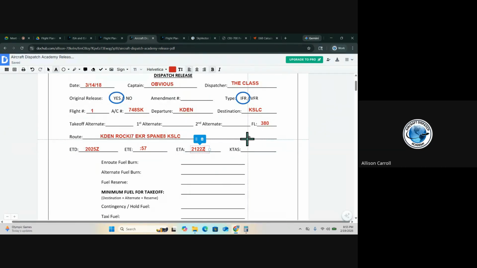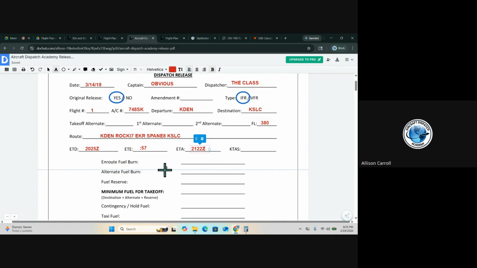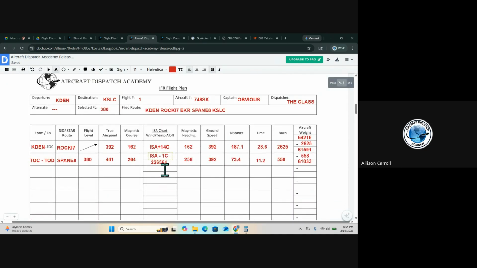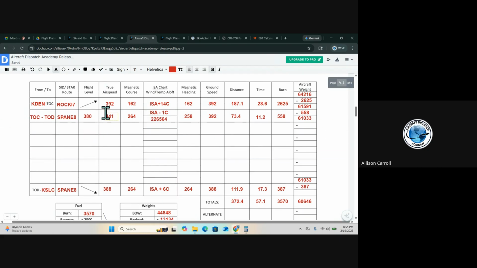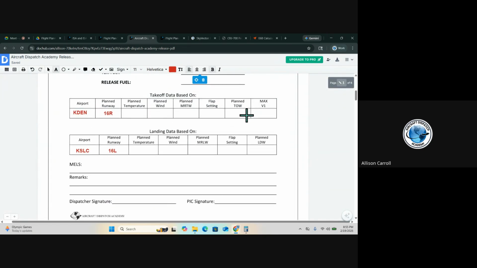Now, our knots true airspeed. When you're looking for your knots true airspeed, that is only during cruise, okay? Your cruise portion, your true airspeed. Normally on the longer flights, you're gonna have multiple segments here, and it's really just finding the average true airspeed, okay? We are just going from top of climb straight to top of descent on this flight plan, so our true airspeed is 441. Nice and simple.